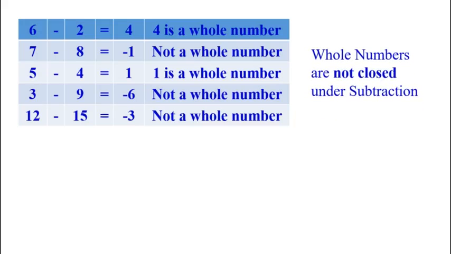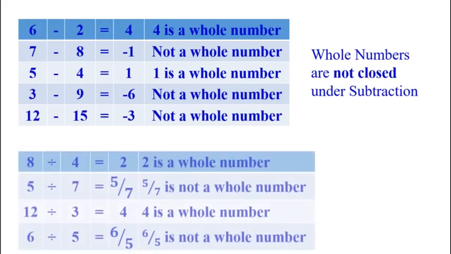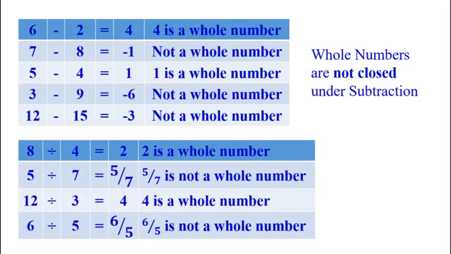So here we observe that whole numbers are not closed under subtraction. If a is a whole number and b is a whole number, then a minus b may or may not be a whole number. Like this in division also: 8 divided by 4 is equal to 2. 2 is a whole number. So here we divide two whole numbers and the quotient is a whole number.